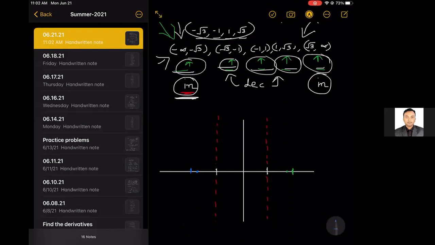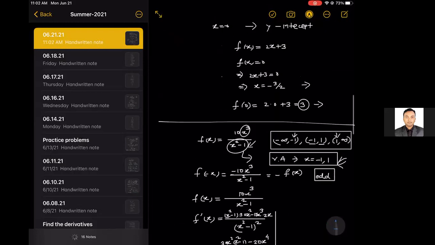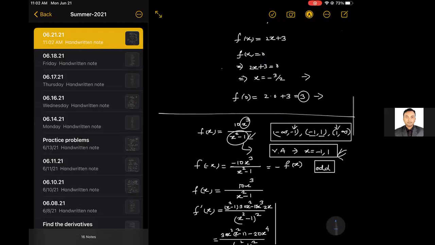So before doing this, I want to take you back to the main function to show you, can we have any other type of asymptotes here? Can you imagine any other type of asymptote here? And the answer is yes.